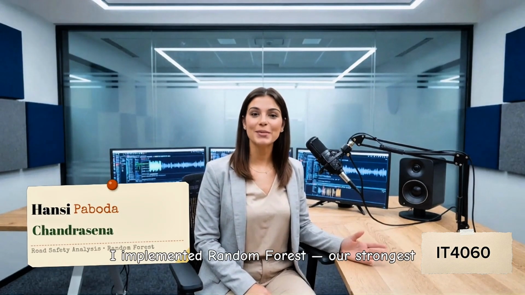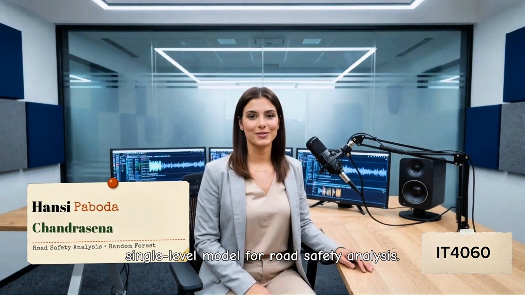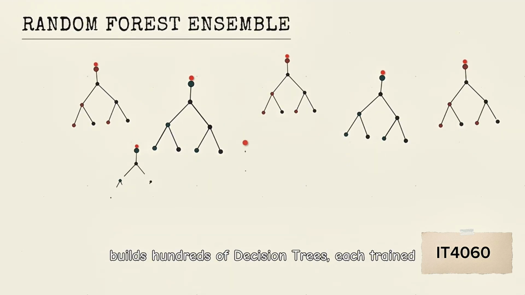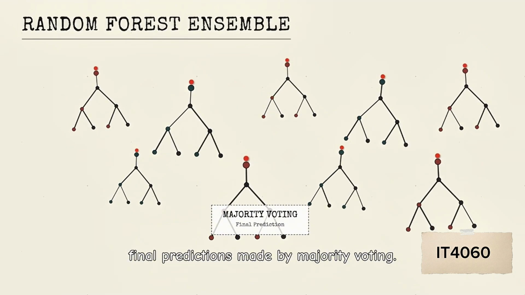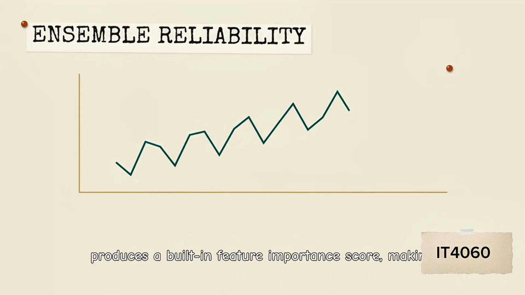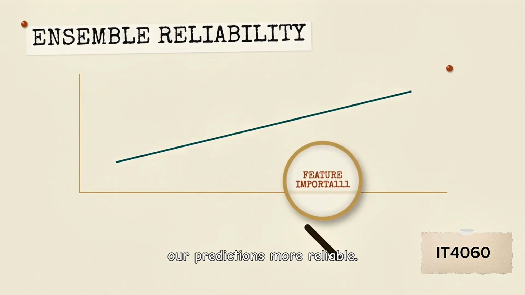Hi, I'm Hansi Paboda Chandrasena. I implemented Random Forest, our strongest single-level model for road safety analysis. Random Forest is an ensemble method that builds hundreds of decision trees, each trained on random data samples and features, with final predictions made by majority voting. This ensemble approach dramatically reduces overfitting and produces a built-in feature importance score, making our predictions more reliable.